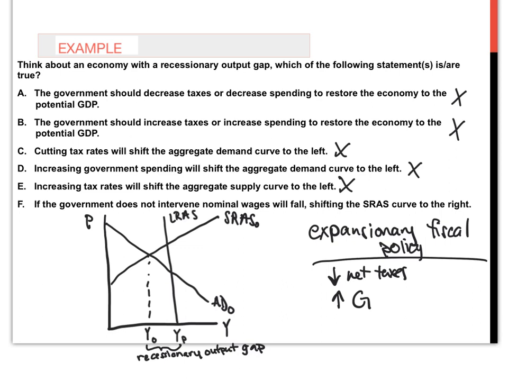So that is correct. That is our self-correcting mechanism. So when we're in a recessionary gap, unemployment is high, there's excess supply in labor markets, and that's going to push nominal wages down and increase short-run aggregate supply.